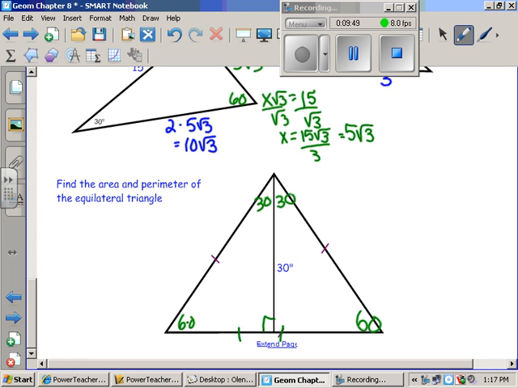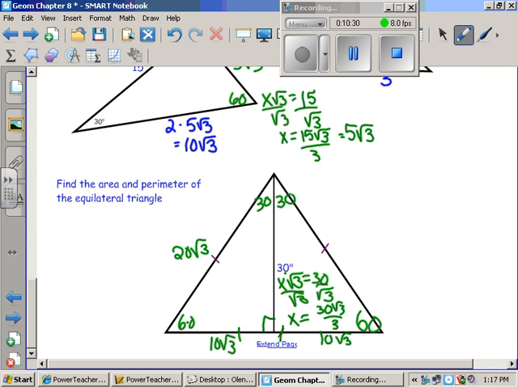So the side across from 60 is 30 inches, so I can say that x times the square root of 3 equals 30. Divide both sides by the square root of 3. I get x is equal to 30 square root of 3 over 3, which is 10 square root of 3. So the side across from 30 is 10 square root of 3. And then the hypotenuse is 2 times that, so it's 20 square root of 3.